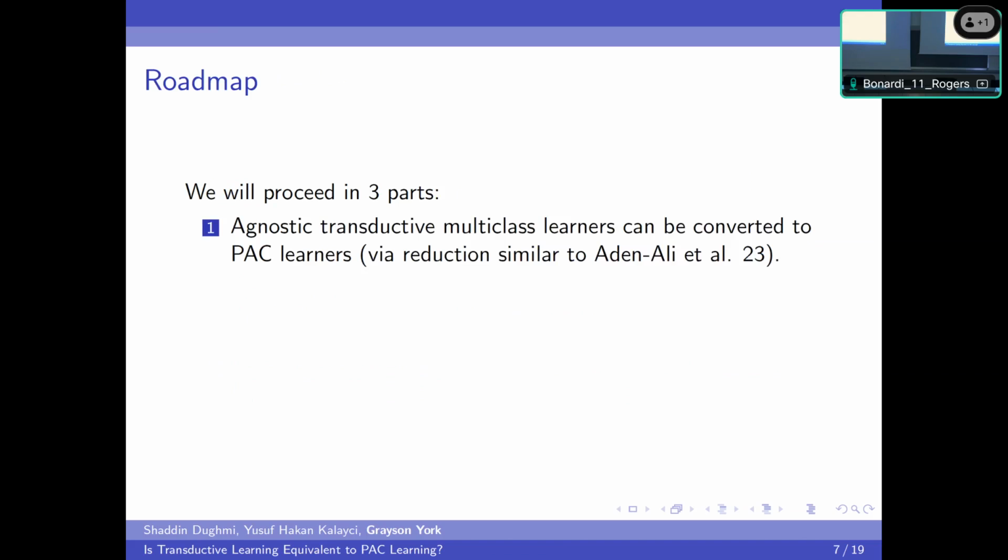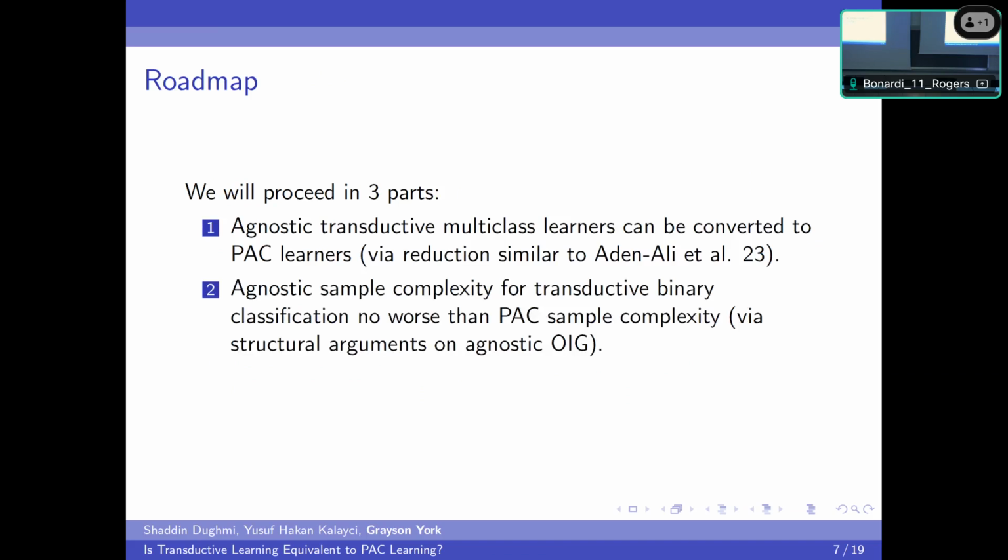So let's go through a quick roadmap of how this talk is going to proceed. We're going to start out talking about the agnostic setting. In this setting, we're going to show that multi-class transductive learners can be converted to multi-class PAC learners. This is going to be via a reduction, which is very similar to the work of Adnan Ali et al. in 2023. And then we are going to characterize the agnostic sample complexity for transductive binary classification.